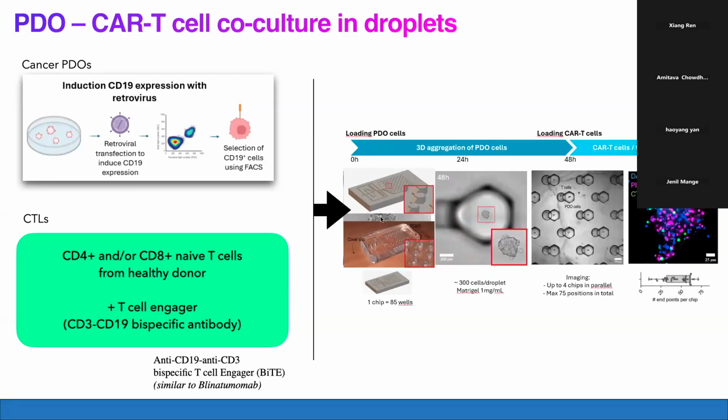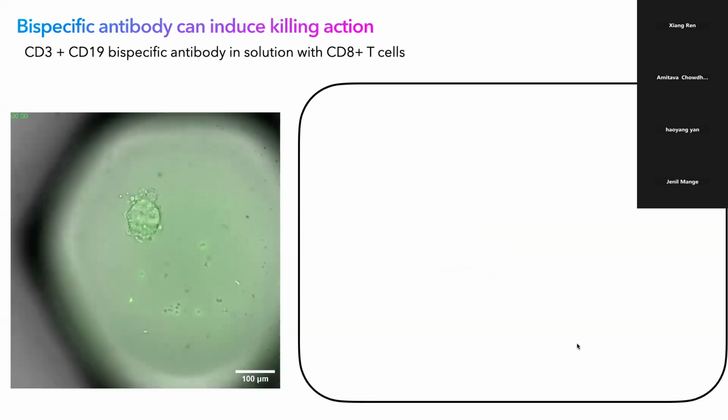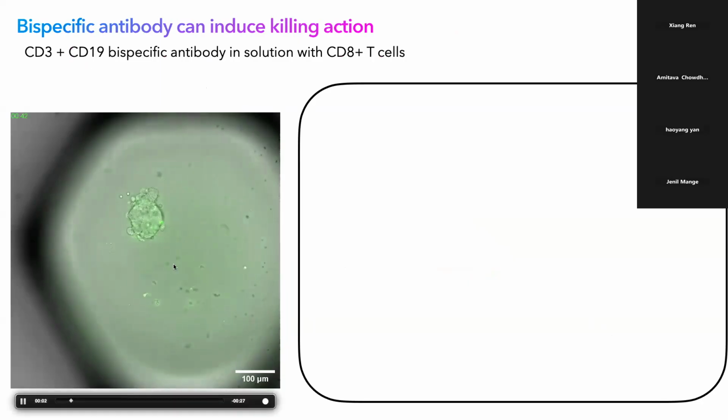And we play the same game. We take the cells, we put them in droplets, and then we inject the T cells inside of the droplet containing the cancer cells. In the presence of the T cell engager, we see that the T cells, it's a little bit less easy to see on this video, but you see that the T cells are migrating, and as soon as they reach the cancer organoid, they bind to it.